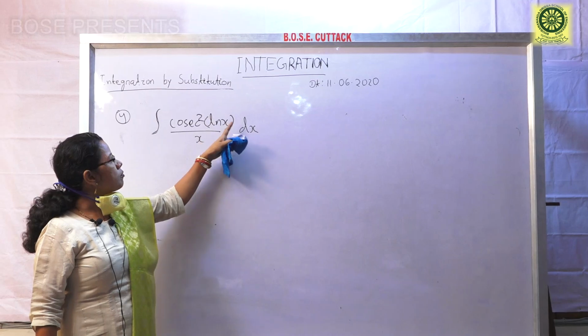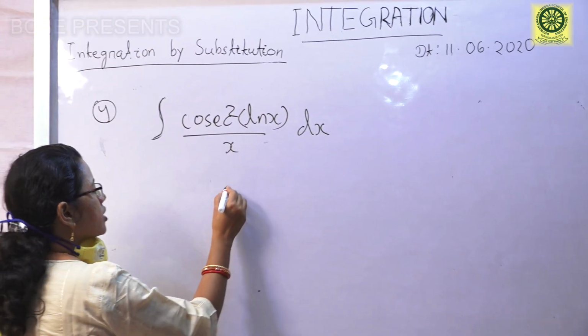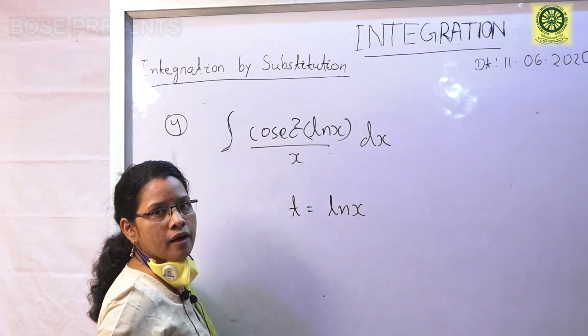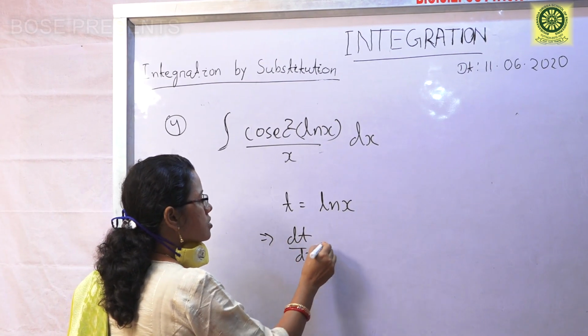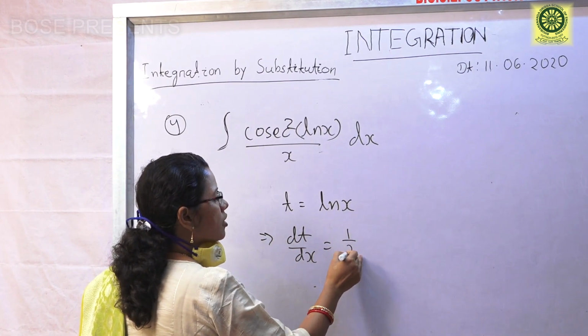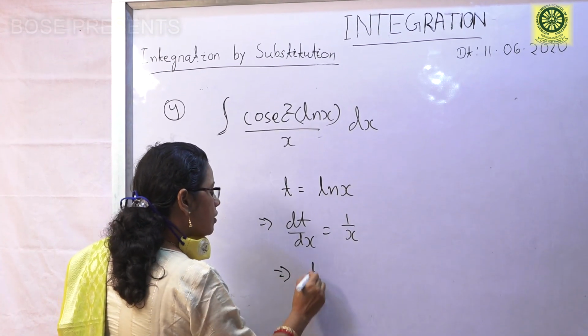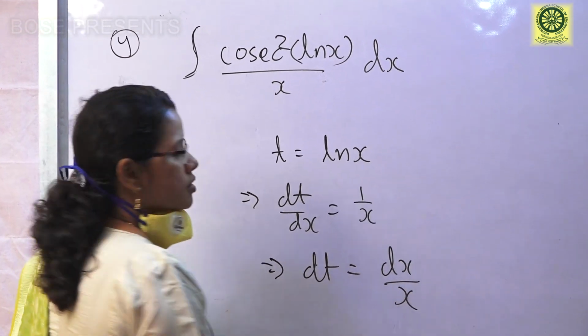The derivative of ln x is 1 by x. That is in the integral. So it is wise to substitute t for ln x. Okay. Then just differentiating both sides with respect to x, we have derivative of ln x is 1 by x. Now your dt is equal to dx by x.